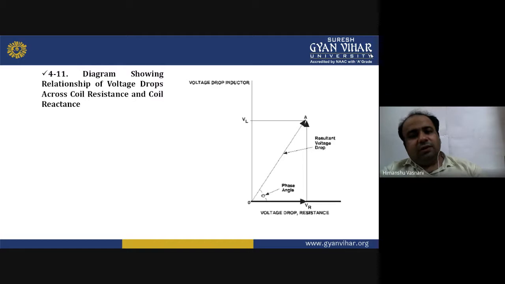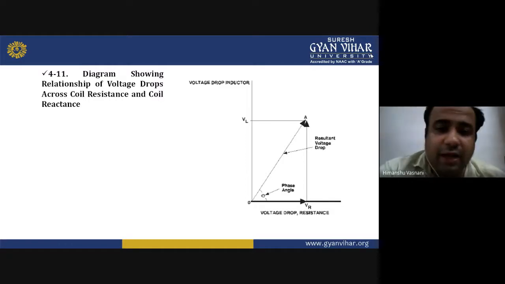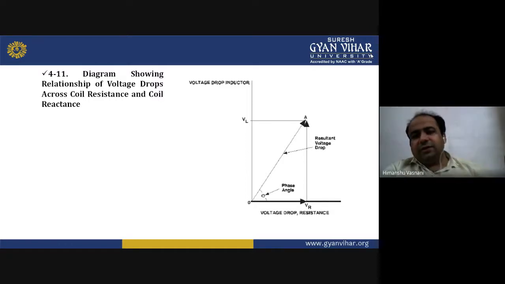So on the horizontal axis you have the value of VR, and on the vertical axis you have VL, that is the voltage of the inductor. You can see this angle theta, and on the angle theta you have this line OA. It is showing the resultant voltage drop.